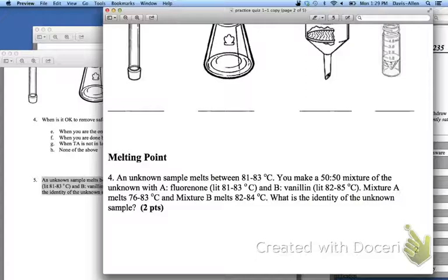Pure, and it's the same as whatever we mixed in mixture B, which in this case was vanillin. We'd say it's vanilla. Okay.